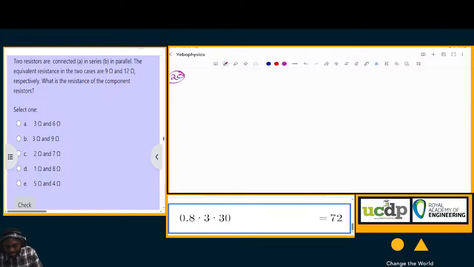So how would you go about this question? So you've got a series connection, R1 plus R2 is equal to 9. That becomes your first equation. Then 1 over R1 plus 1 over R2 is equal to 1 over 2, right? It will be 1 over 2.